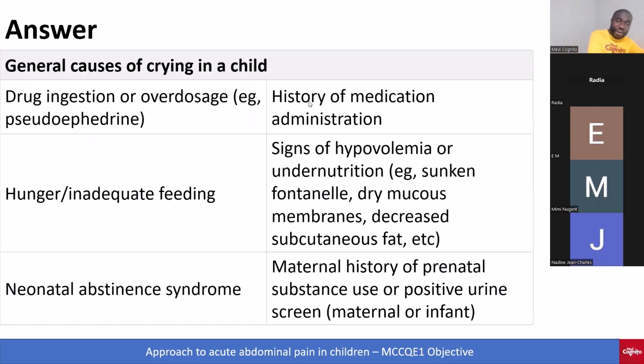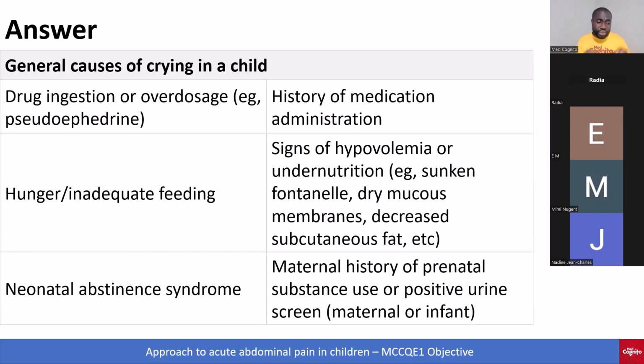So, general causes of crying in a child. It could be drug ingestion or overdose, right? Like pseudoephedrine. So, in your history, you want to assess, has there been a history of medication administration? No, it could just be that the child is hungry. Nobody is talking about that, right? So signs of hypovolemia or undernutrition, like maybe a sunken fontanelle, dry mucous membranes, decreased subcutaneous fat, right? Then it could even be neonatal abstinence syndrome. And how would that present on history?